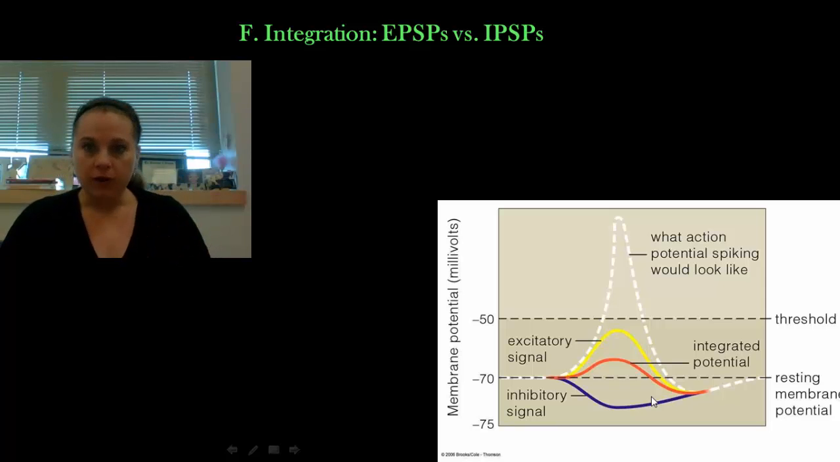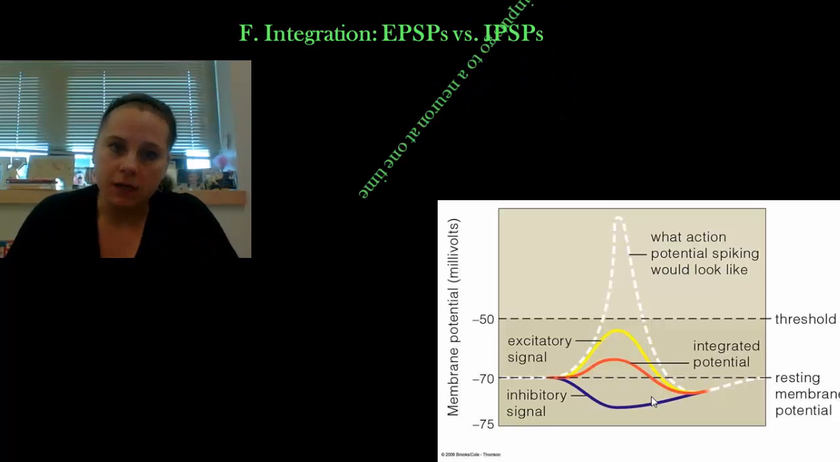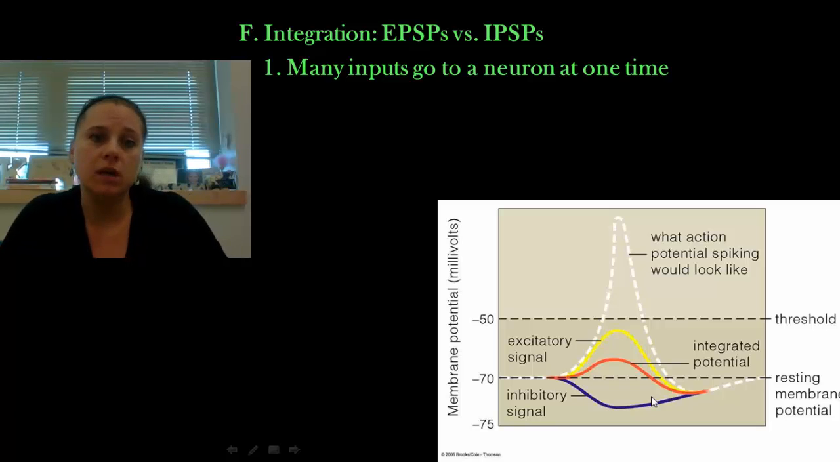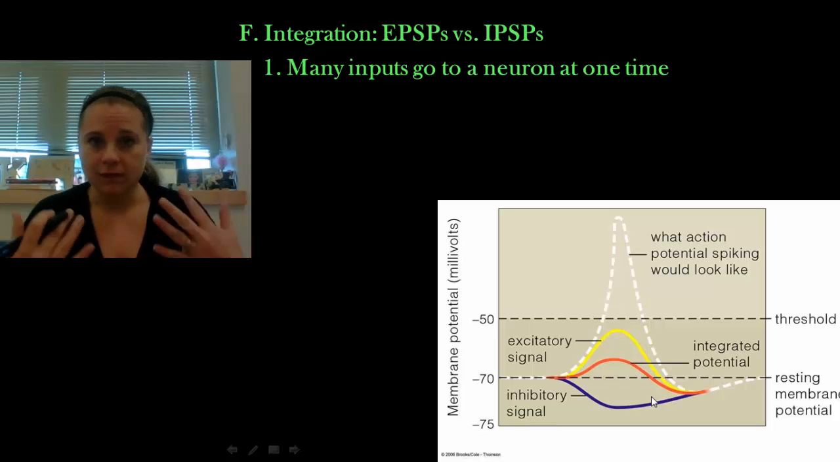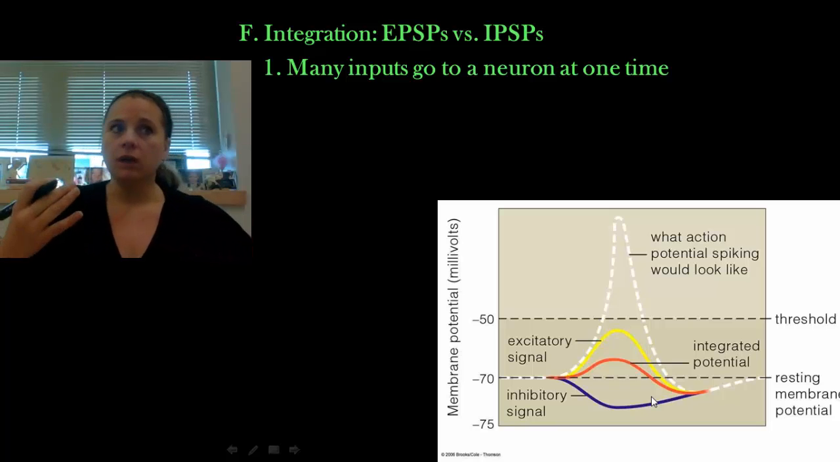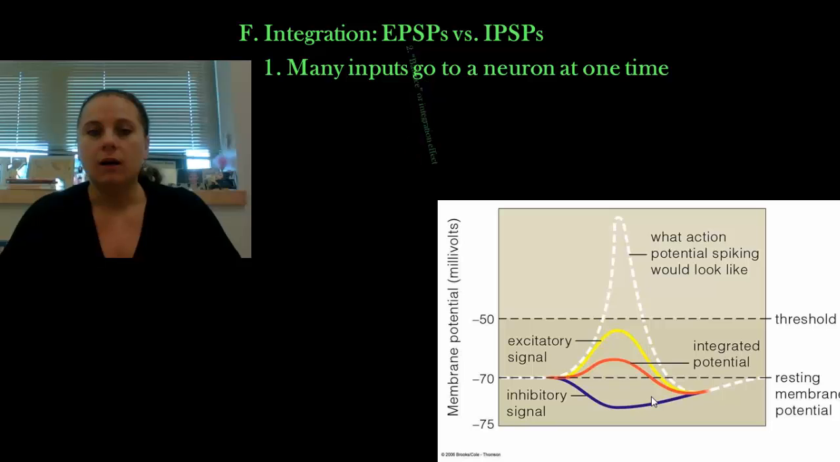They're preventing that threshold from being reached. So lots of neurons, and lots of inputs, are coming into these neurons all at one time. So how do we control those signals so that the neuron isn't overwhelmed by the number of signals it's receiving? How does it know what to take, what to ignore, and things like that?